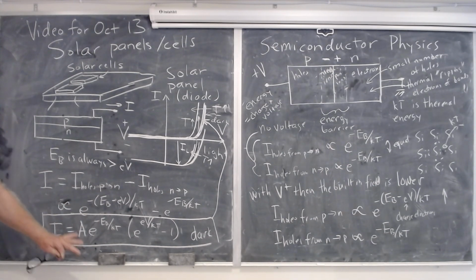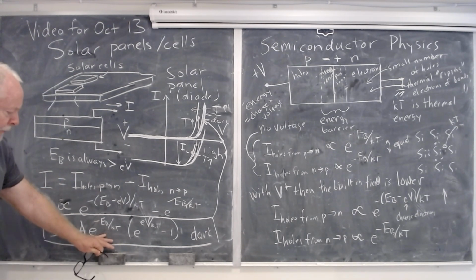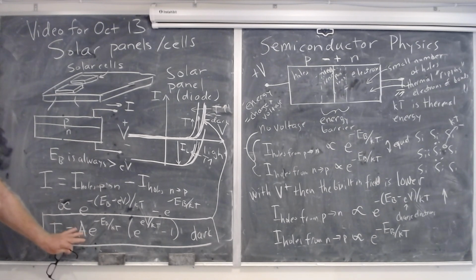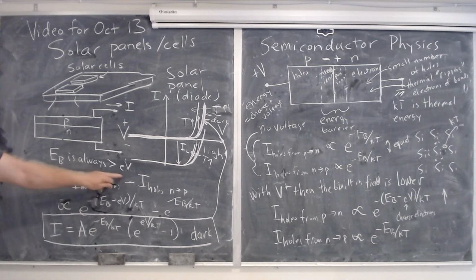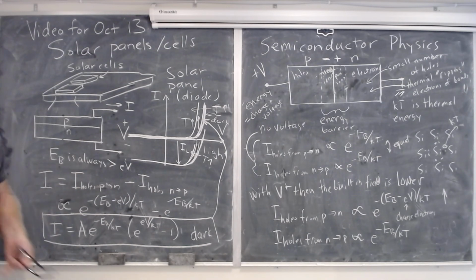But let's stop here. We've derived this equation, and the only thing I want you to understand from this equation is that when you take everything into account, and you take into account that the barrier is always bigger than EV, current goes up with temperature. Okay, and we'll stop there for today.